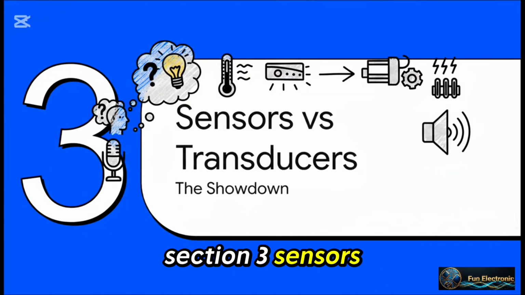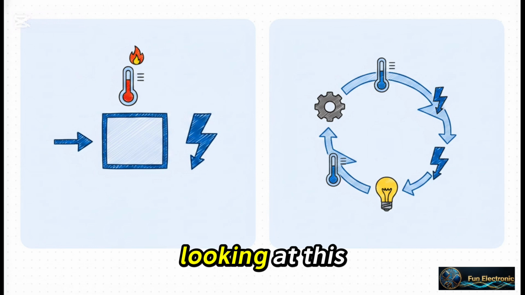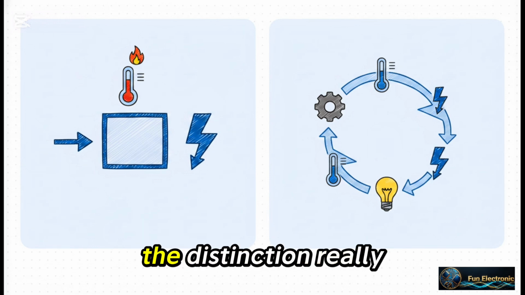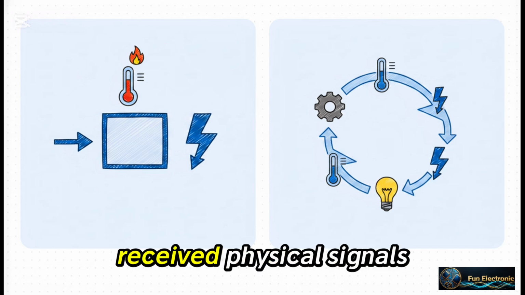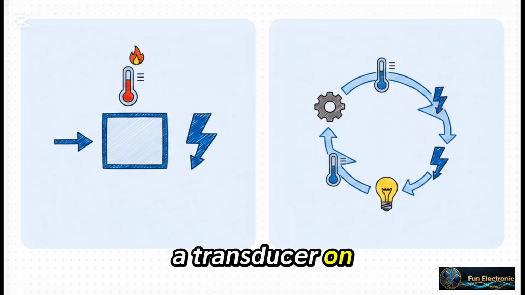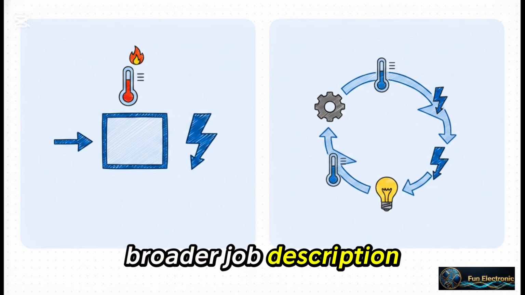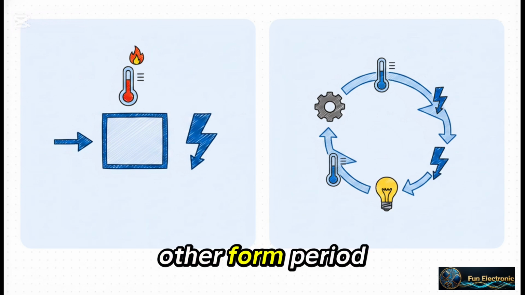Section 3. Sensors versus transducers. Now, if you are feeling a little bit confused about the exact difference between these two right now, don't worry, you are definitely not alone. It is a super common mix-up. So let's do a direct showdown. Looking at this clear side-by-side comparison, the distinction really comes into focus. A sensor specifically converts received physical signals into an electrical form only. A transducer, on the other hand, has a much broader job description. It converts any one form of energy into any other form, period.